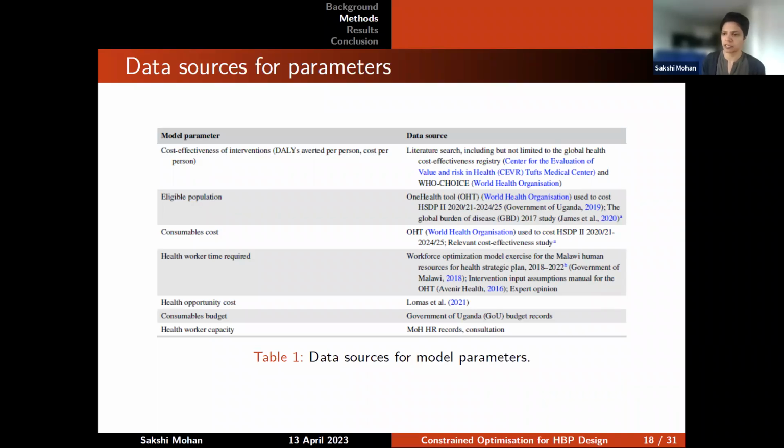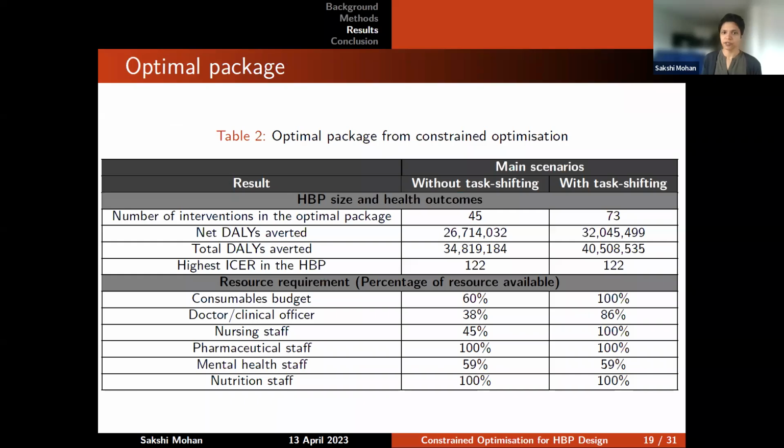For the health opportunity cost, or the cost effectiveness threshold, we referred to this paper by Lomas et al. from 2021, which gave us an estimate of $161 per DALY averted as the cost effectiveness threshold for Uganda in 2021. And finally, for limits on the consumables budget, as well as health worker capacity, we referred to Ministry of Health records from Uganda. So I'll now move on to the results.